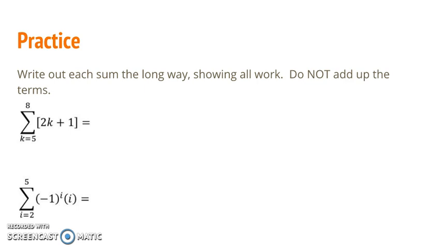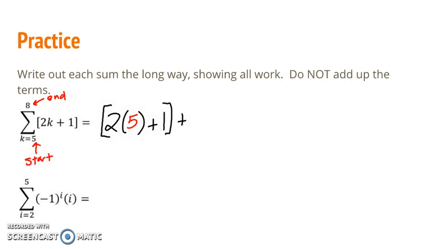These are a little bit more complex. Again, start value. They've changed it on this one. This time we're going to start with 5, and we are going to end with 8. So my formula, I've got 2 times k. Well, k is what I'm plugging stuff in for, right? So my first one is going to be 2 times 5 plus 1. And that right there is my first term. Then I'm going to add my second term.